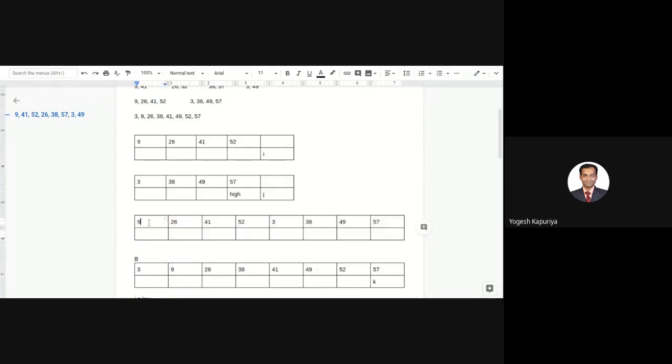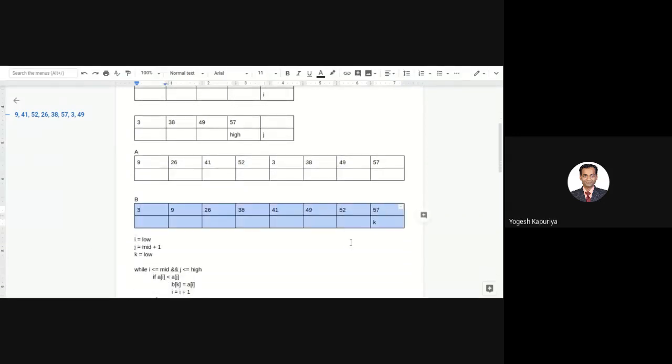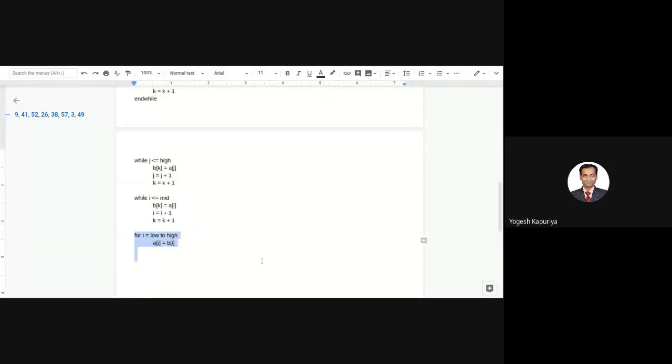We have run this algorithm. This is my array A. We have run this algorithm and generated array B. So now what I want is each element of B to be copied at the same position in A. So what the last for loop will be doing is it will simply copy 3, 9, 26, 38, 41, 49, 52, and 57. So now what you can see is your A is sorted. So this is what this last loop will be doing.